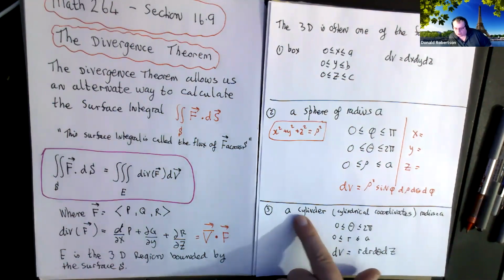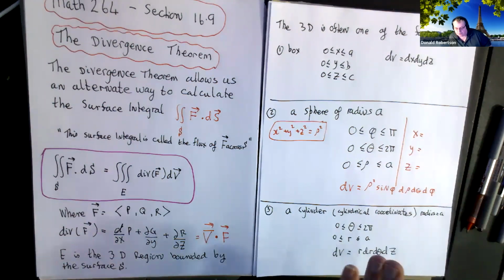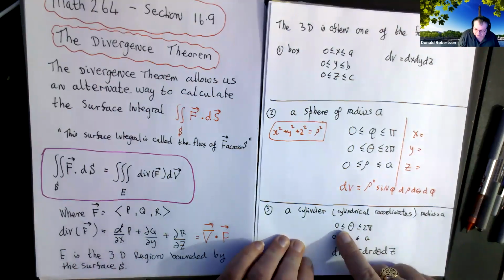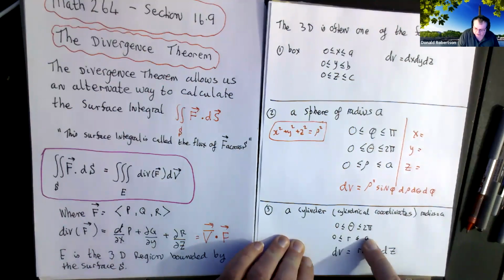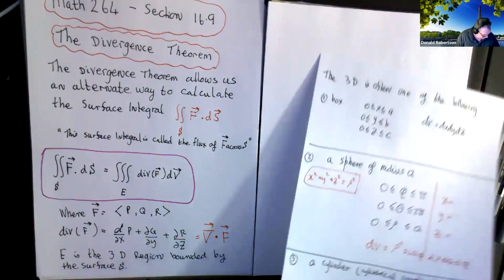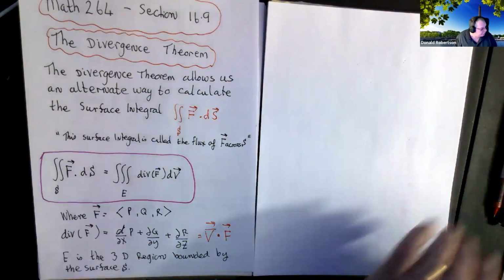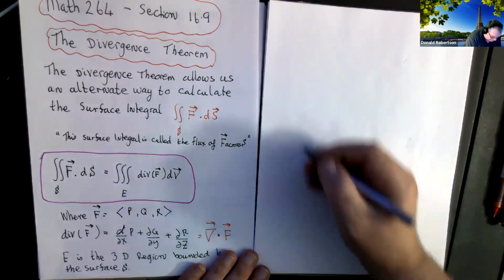And sometimes you get a surface that generates a 3D volume where cylindrical coordinates work. And if it's cylindrical, it's theta, r, and dV. So that's pretty much the big picture. Let's jump right into specifics.